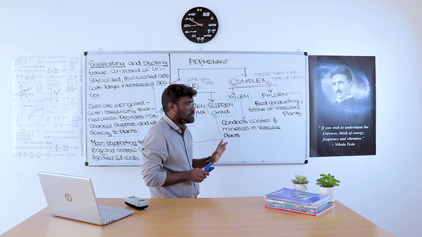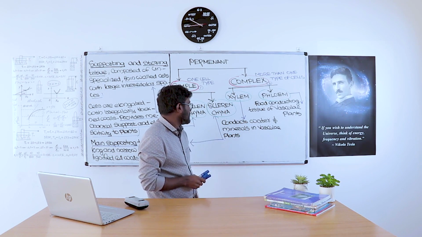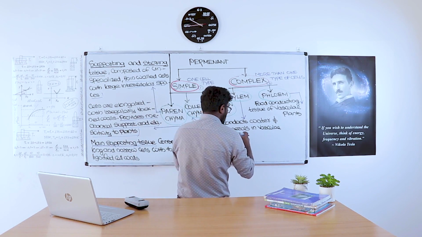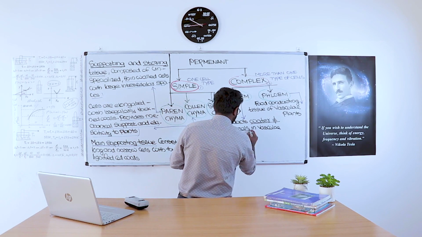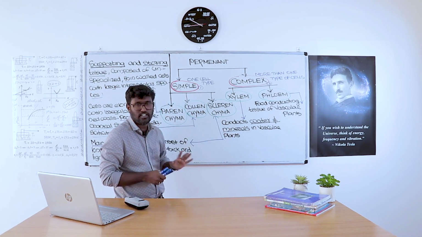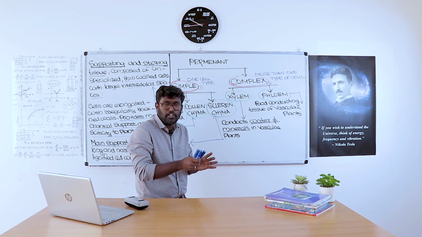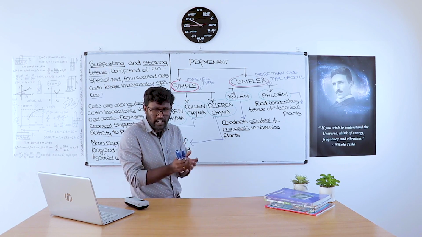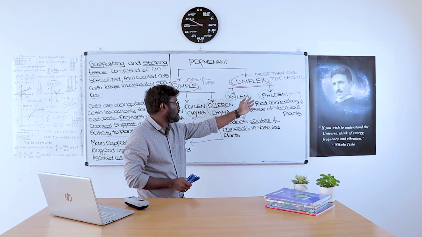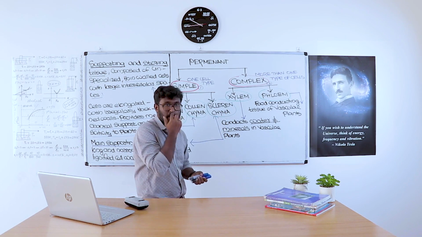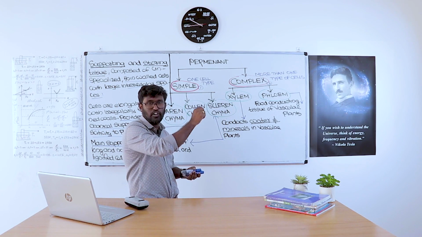What is xylem doing? Xylem conducts water and minerals in vascular plants. The duty of the xylem is to conduct water and minerals in vascular plants. What about phloem? The food conducting tissue of the vascular plant is called phloem.